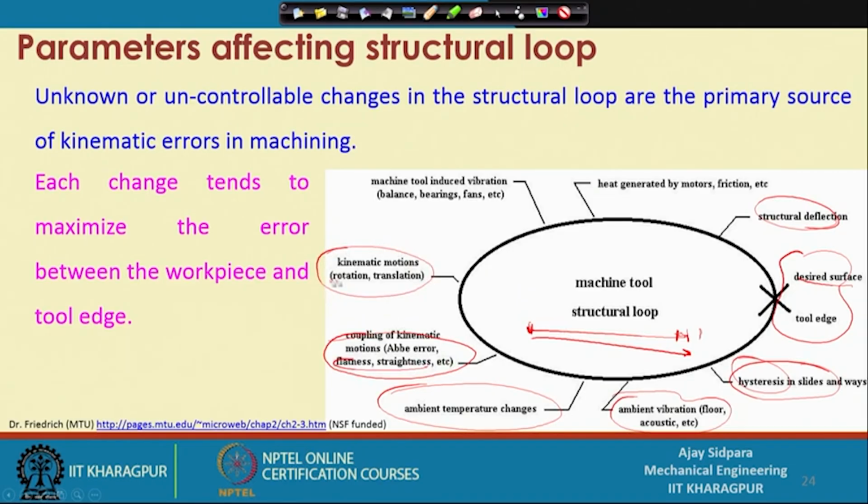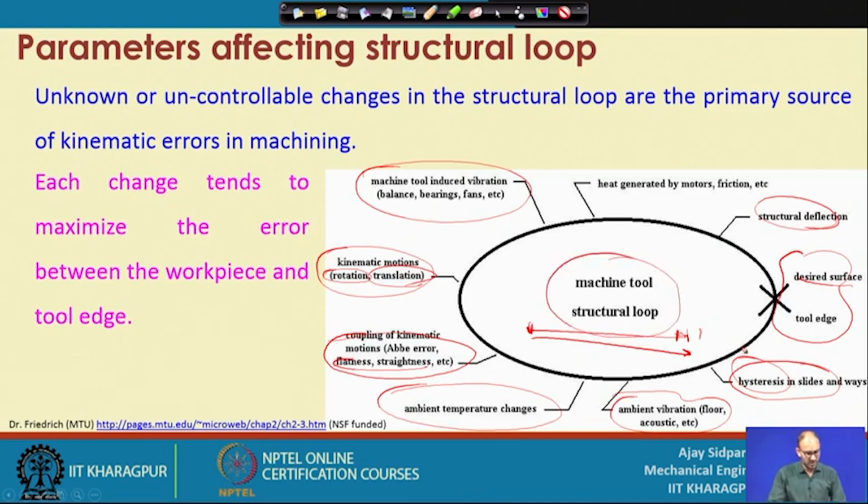Kinematic motions: we generally believe that your tool is rotating only along the z axis, but that is not true, because there are some problems in the rotation axis also. Translation: we believe that our x and y are perpendicular to each other and there is no other motion than the translation, but that is also not correct in many cases, as we will see. Machine tool induced vibration also plays an important role. So, these are the different parameters which will affect the structural loop of the machine tool.